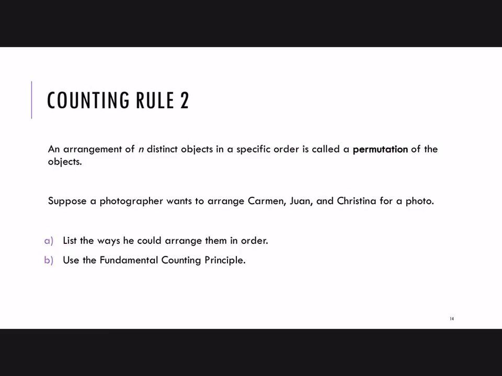Alright, so let's go on to our second counting rule, and we'll get back to the factorial notation in a minute to use that. But basically your counting rule here is a permutation, and a permutation is an arrangement of n distinct objects in a specific order. Alright, so let's look at an example. Suppose a photographer wants to arrange Carmen, Juan, and Christina for a photo. So first of all, let's list the ways he could arrange them in order, right, the number of permutations, and then we'll use the fundamental counting principle to see if our answer matches.